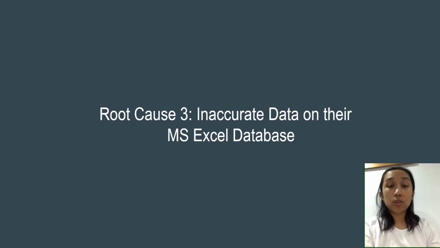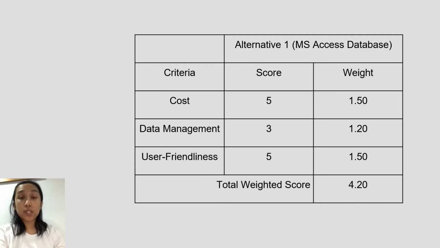Now we have the root cause tree: inaccurate data on their MS Excel database. First, we have alternative 1, creating an MS Access database with the help of a hired programmer. Cost is at a 5 because you are creating a program with a newly hired employee. Data management is at a 3 because as a Microsoft application, it has its limitations. And user friendliness is at a 5 due to how it looks and feels similar to other Microsoft applications.